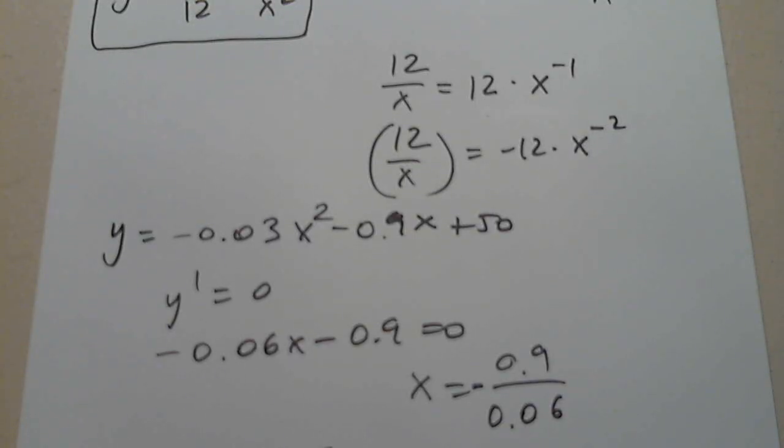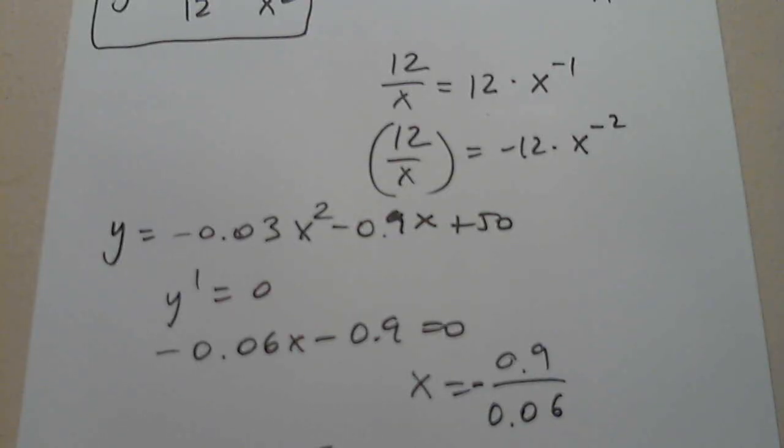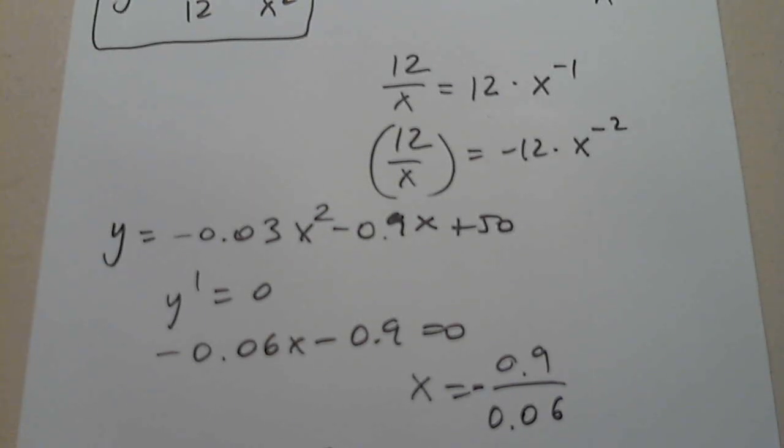So negative 15. Okay. So that's the point. Negative 15, comma 56.75. That was it. That's all you had to do.